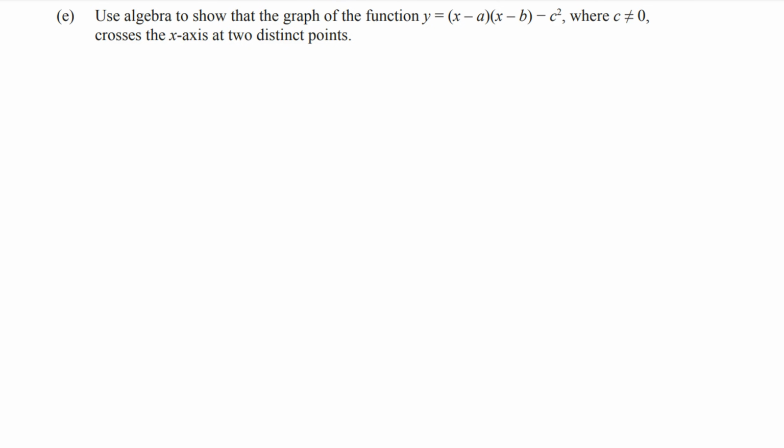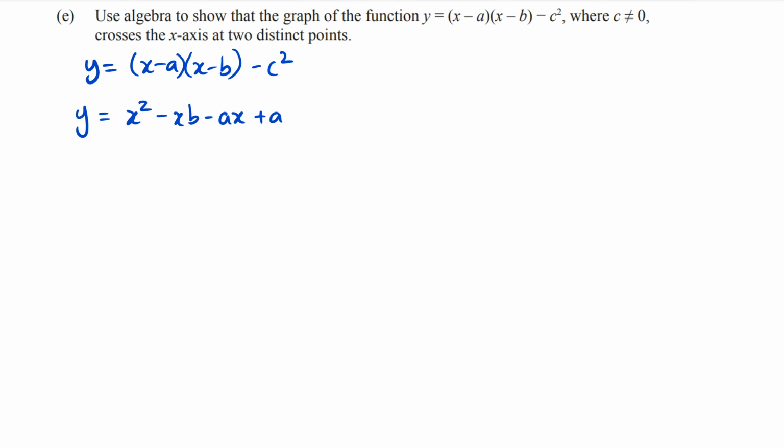All right. So the first way I'm going to do is try to prove that the discriminant is bigger than 0, and if it's bigger than 0, then it's going to have 2 roots. So I'm going to expand this quadratic that I have right now. I've got y is equal to x minus a, x minus b, minus c squared. So when I expand this, I'm going to get x squared minus xb minus ax plus ab minus c squared.